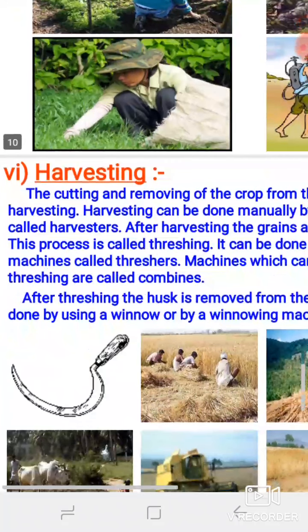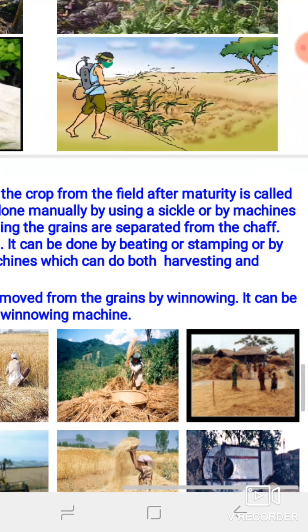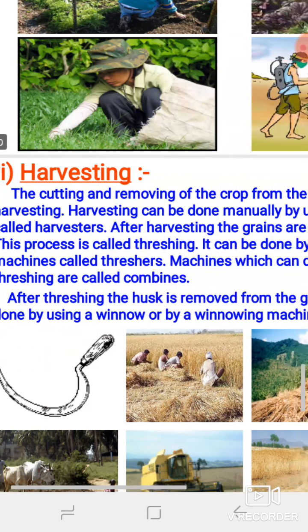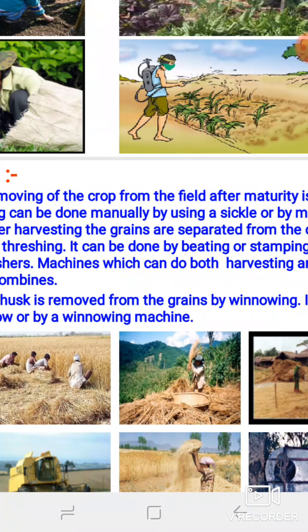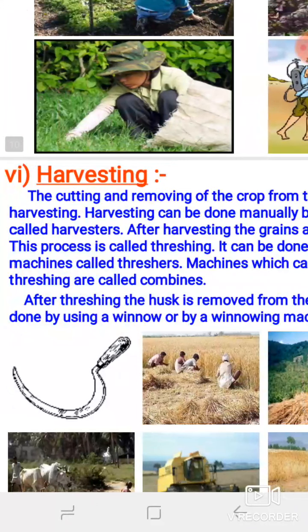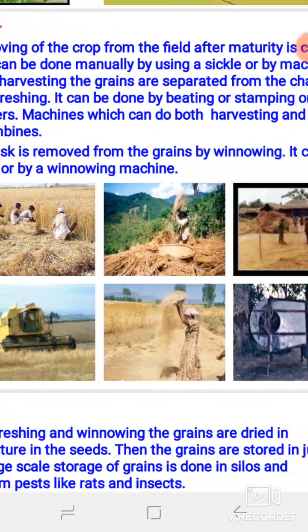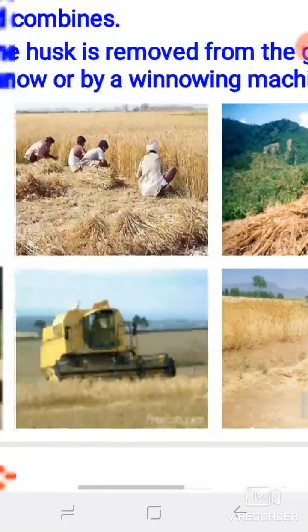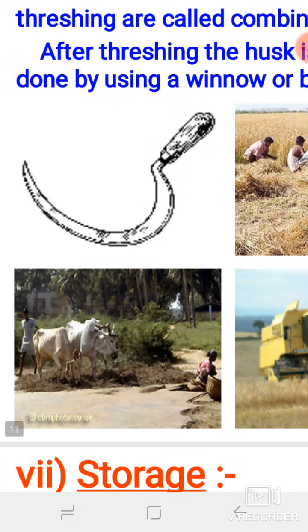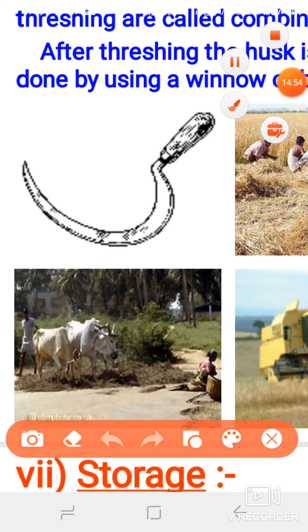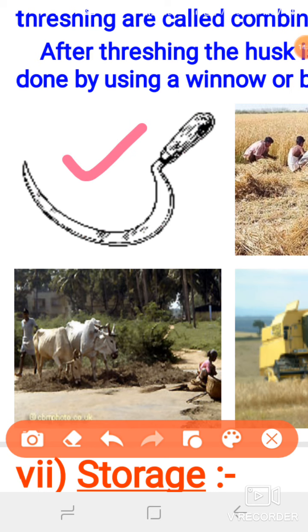Then harvesting. The cutting and removing of the crop from the field after maturity is called harvesting. Harvesting can be done manually by using a sickle or by machines called harvesters. This is the modern era in which we are using various modern technologies. In the given diagram you can observe the traditional sickle, the common method which is also used at present in village areas.